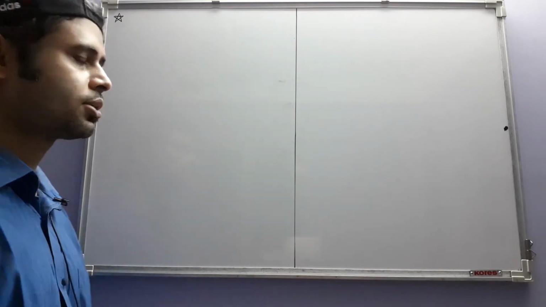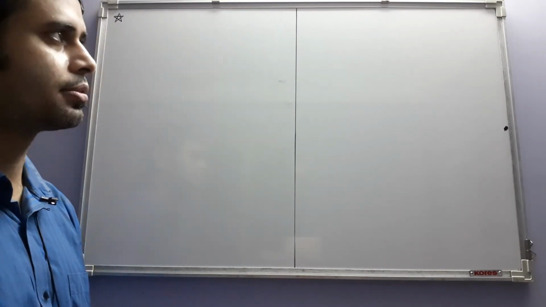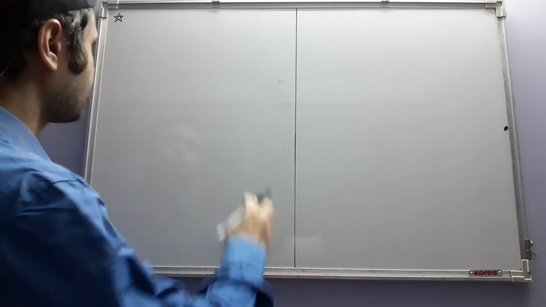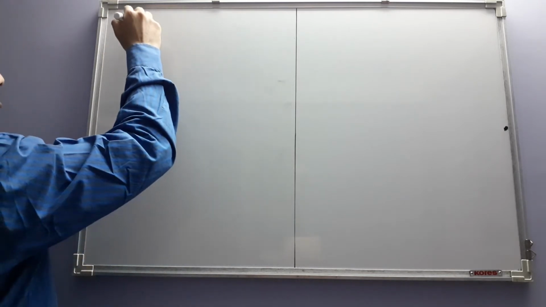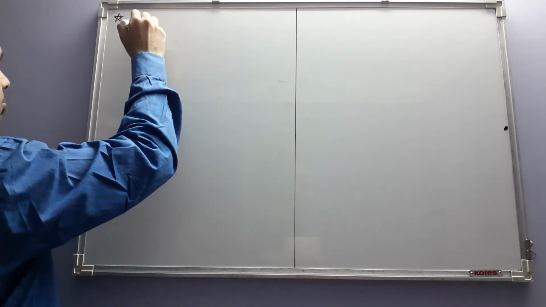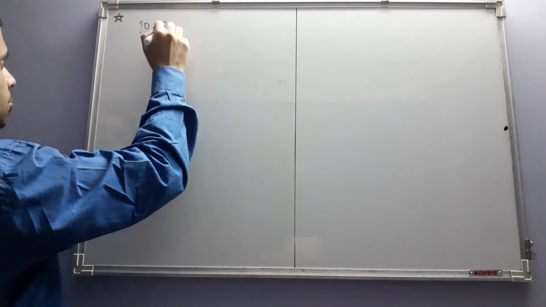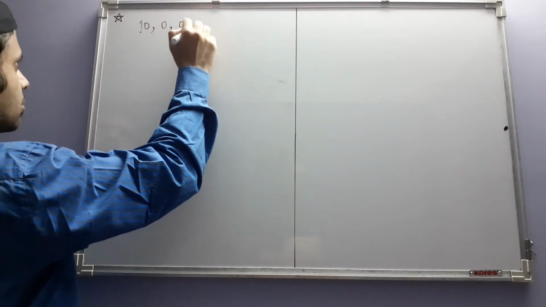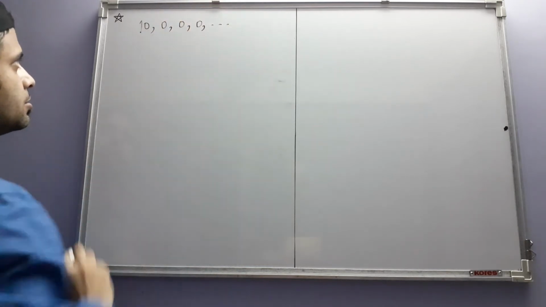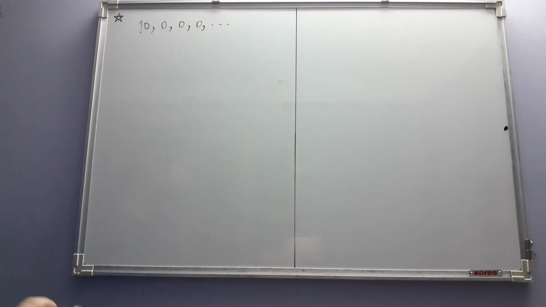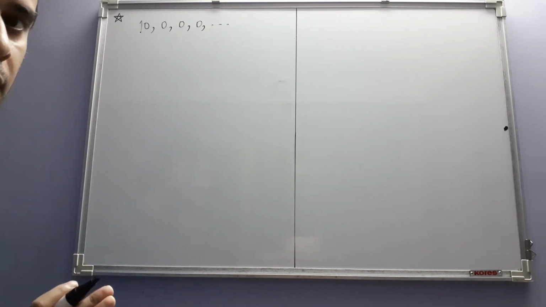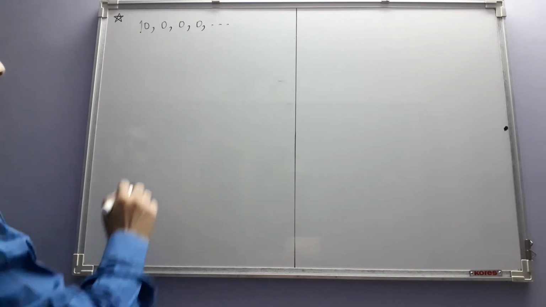Okay, so we have seen the notion of epsilon steadiness. Now let's take an example of a rational sequence whose terms are these. So the first term is 10 and all the other terms are equal to 0.